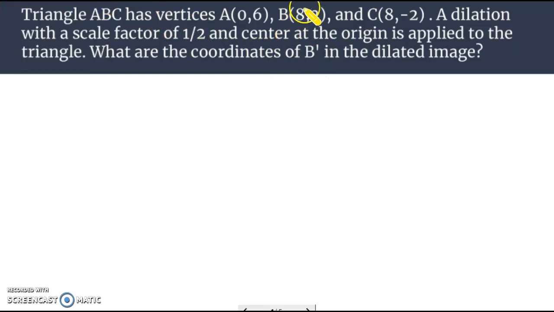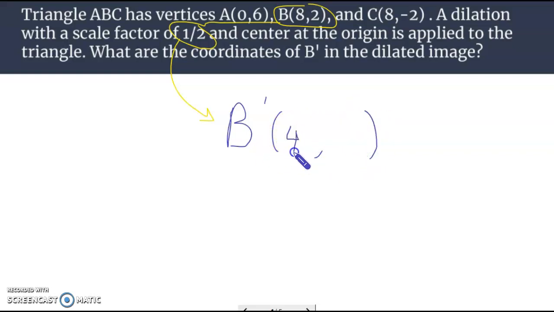So what's going on here is we're just focusing on the point B. Then we have the dilation of 1/2, and we want to know what the new coordinates are. Well, all you do is take half the value of the coordinates from B, and that would be what we call B prime, our new value. Half of 8 is 4, and half of 2 is 1. So the new coordinates after the dilation would be (4, 1).